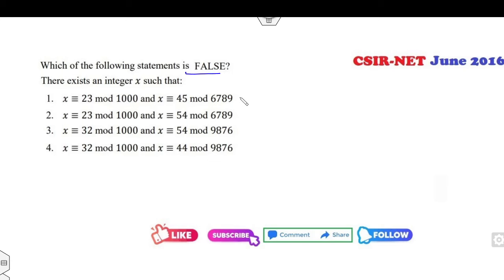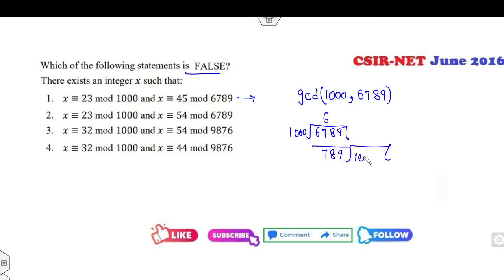false? Again, you can see the first case, 2 solutions occur. So firstly we will see the GCD of 1000 and 6789. Fine. So what will be the GCD of 6789 and 1000? You can find it easily. 6789 and 1000. The remainder of 6789 divided by 1000 is 789. Then 1000 and 789, it's a 1, remainder 211.